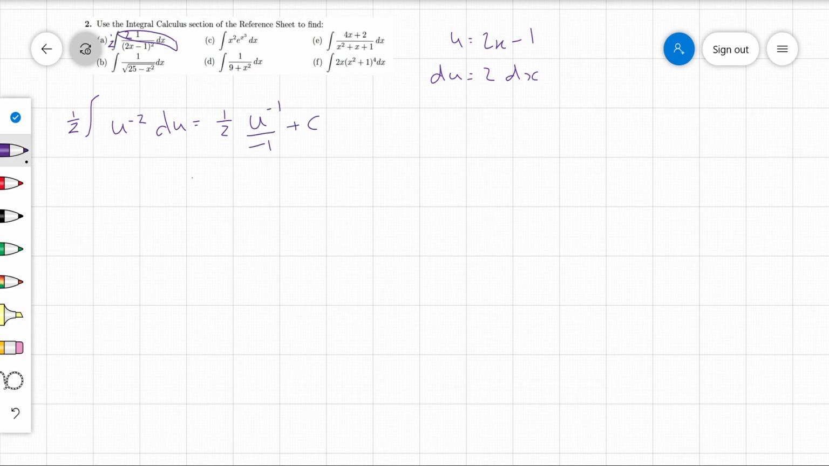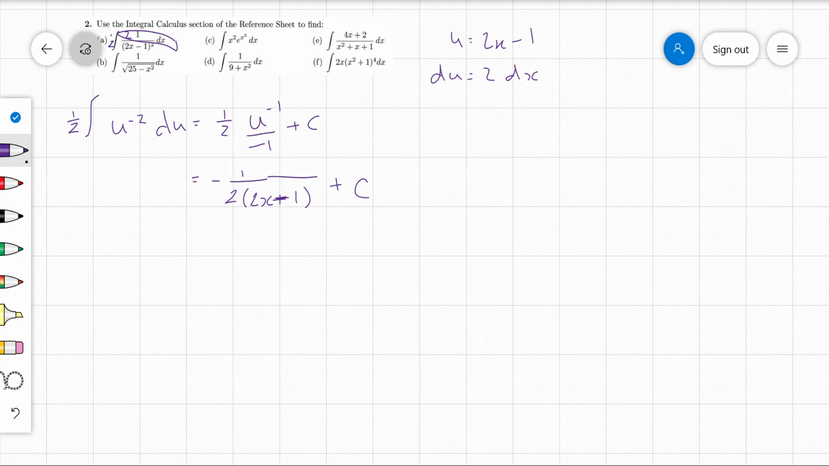Of course, I've got to make sure I change that back into x's. Remember, this will be negative 1 times a half is negative a half. And u, so to the negative 1, so u's on the bottom, and u is 2x minus 1. So you get that? All right, let's have a look at B.